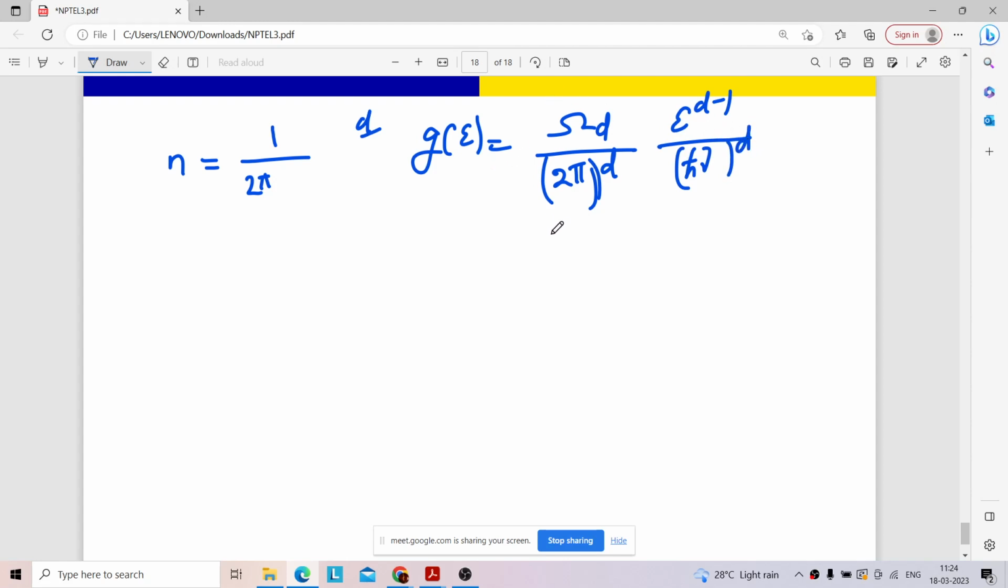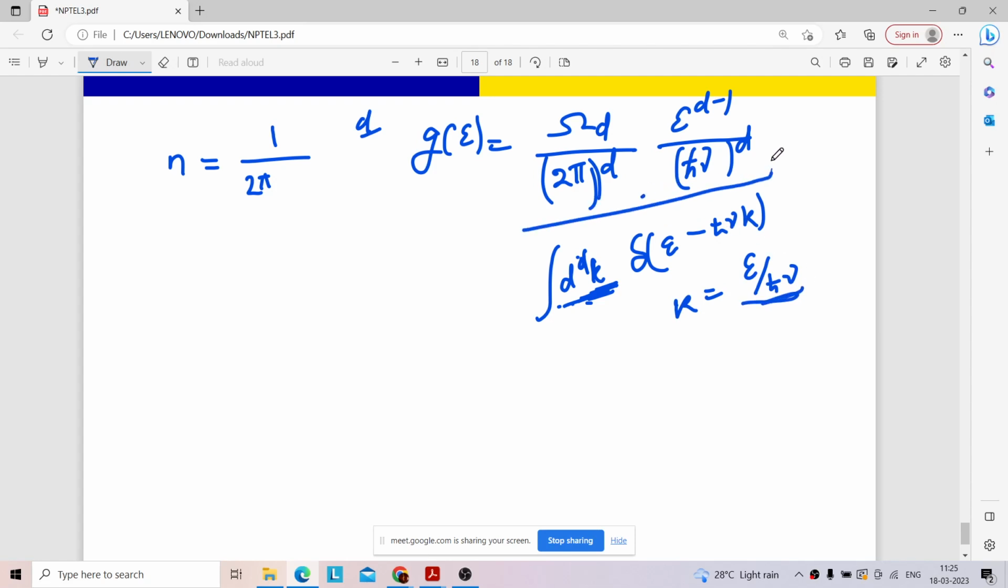So you see this integration was in d to the power k, so I had to get rid of this k. The delta function was delta of epsilon minus h cross nu k. So whatever the function was, I have to substitute for k. For this k, I could have got epsilon over h nu. From that, I can substitute and I will get this term. So this is the general form.